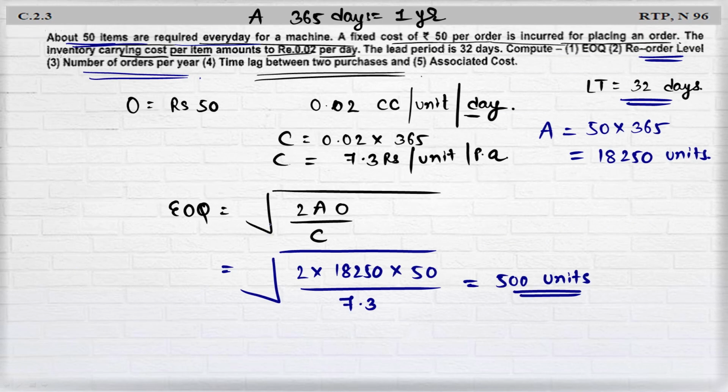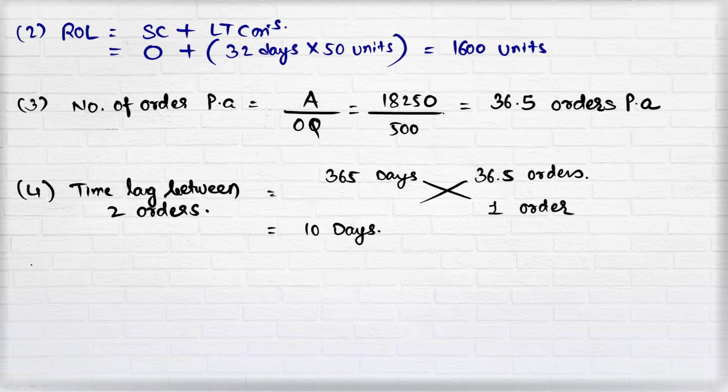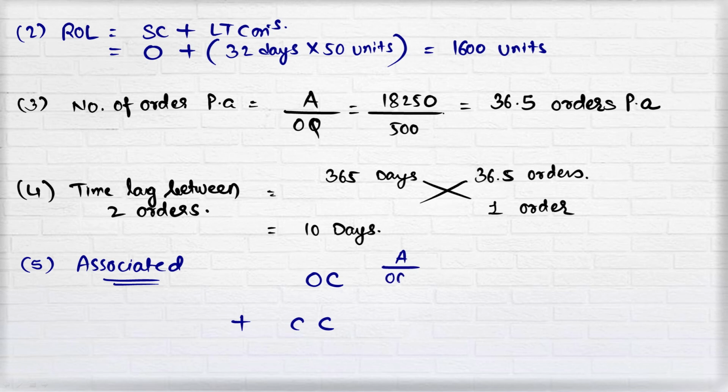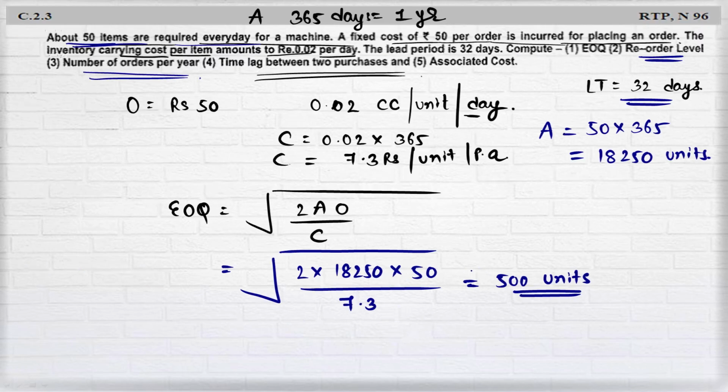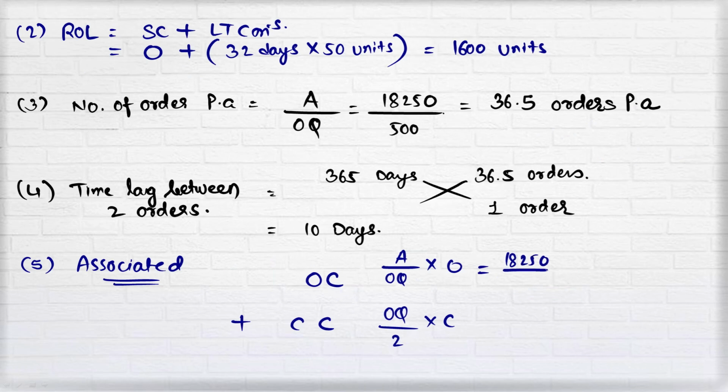They have asked one more question. Associated cost. What are associated costs? Ordering cost plus carrying cost. Ordering cost is A divided by OQ multiplied by O, and carrying cost is OQ divided by 2 into C. A is 18,250 divided by 500 multiplied by O is 50, and OQ is 500 divided by 2 multiplied by 7.3.